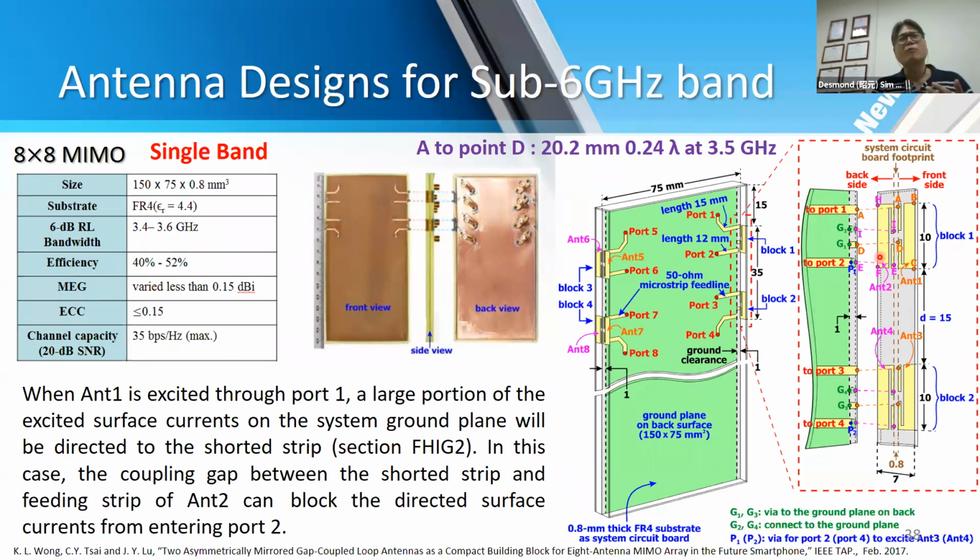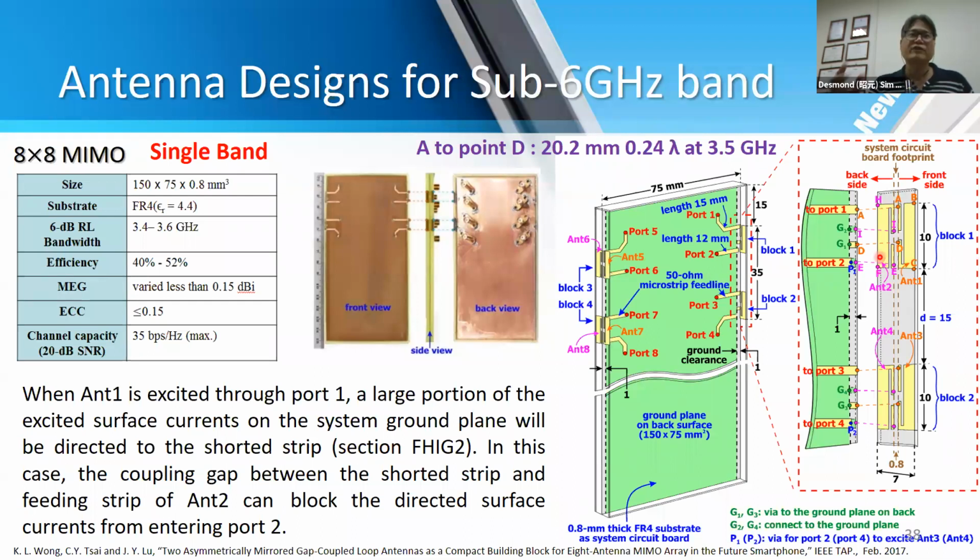So at the moment, a lot of scholars in China are trying to use this kind of technology, trying to squeeze the size of the antenna so compact that they can be placed together. But the problem with this kind of building block design is that the coupling between the antennas will be very large.